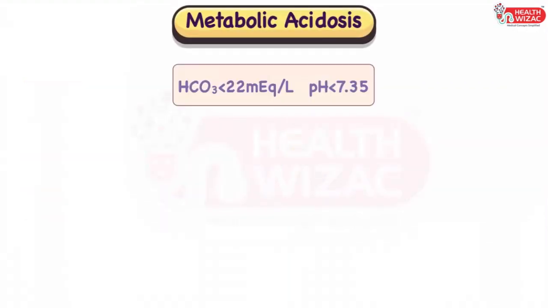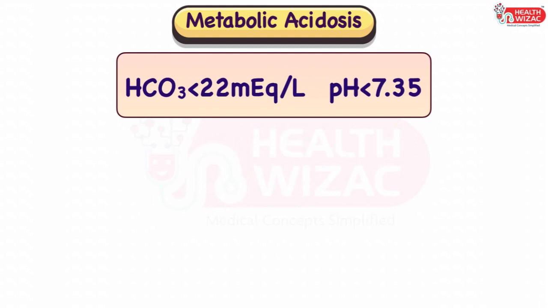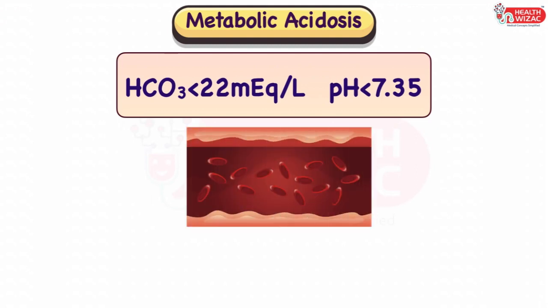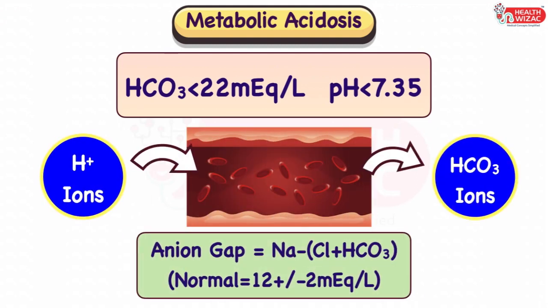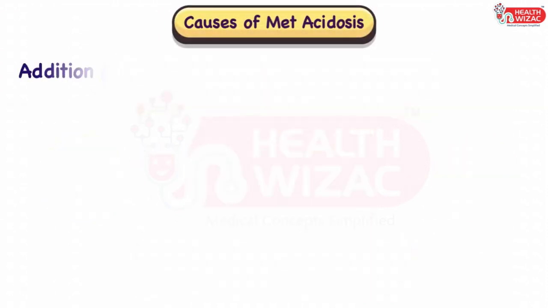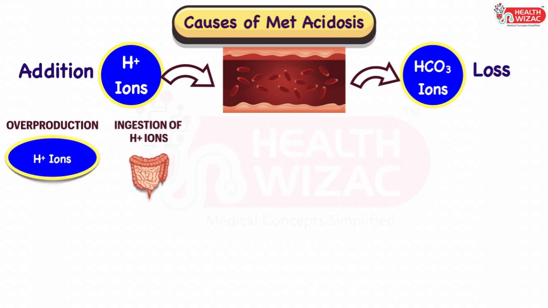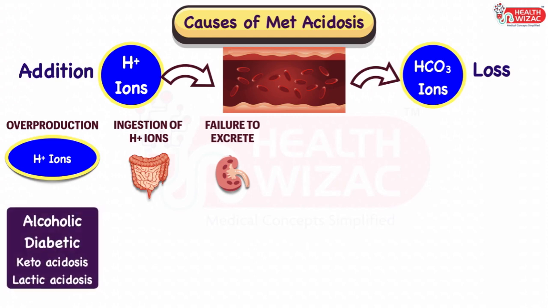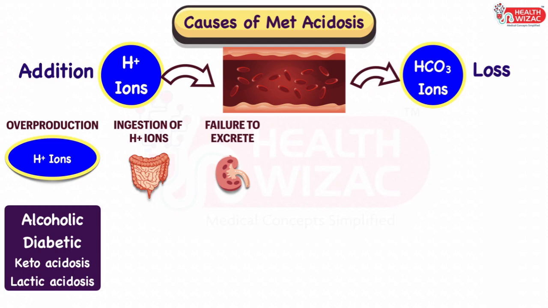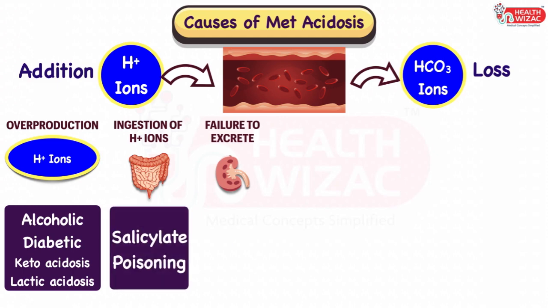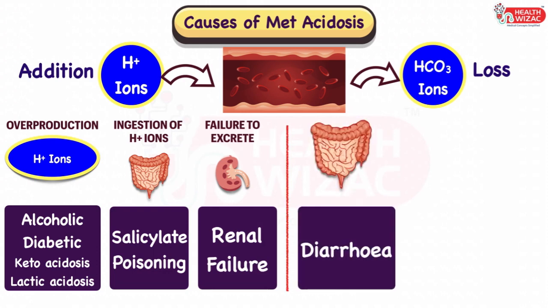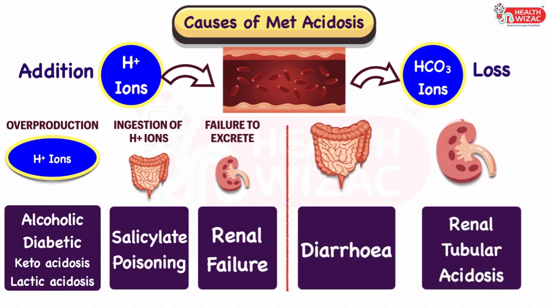Metabolic acidosis is a condition in which bicarbonate is less than 22 milliequivalents per liter and pH is less than 7.35. Metabolic acidosis results either from addition of acids or loss of bases and can present with normal or high anion gap. Addition of acids may be due to overproduction of H+ ions, ingestion of H+ ions or acids, or failure of kidneys to excrete them. Common causes of addition of H+ ions or acids include alcoholic or diabetic ketoacidosis, lactic acidosis, salicylate poisoning or renal failure, whereas loss of bases may be due to diarrhea or renal tubular acidosis.